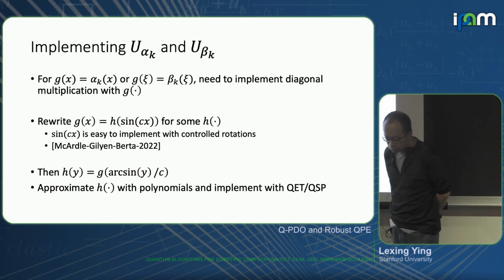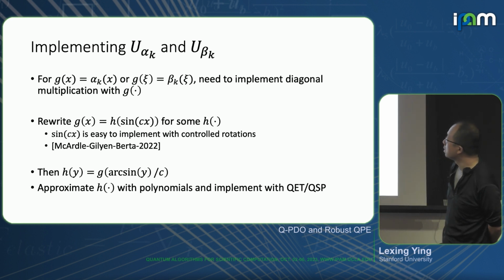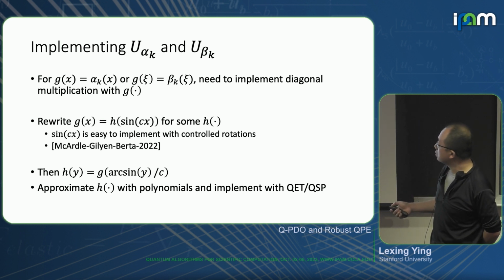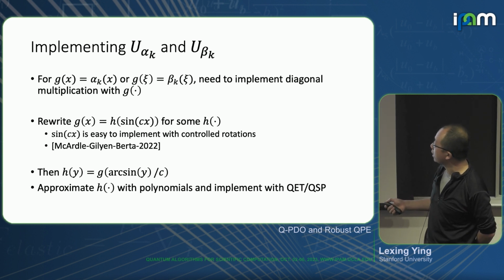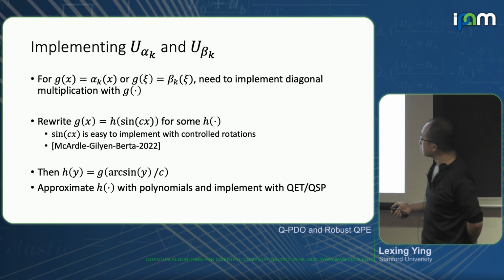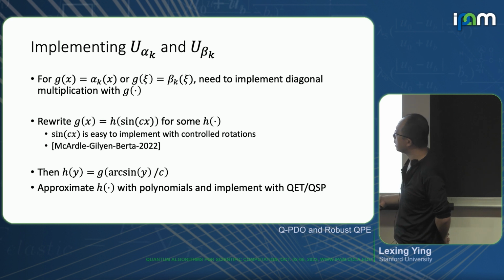Okay, now how do you implement this alpha k and beta k? Well, in fact, yesterday there was a talk by Mario that touched on exactly the same topic. We need to do the multiplication of this alpha k x and beta k xi, and let's just call it a g function. I don't care about whether that's the xi variable. Now, the idea is to write g as a different function of sine cx. Now x is between 0 and 1, so by choosing c to be, let's say, a half or maybe a quarter, any function g can be written as a function h.